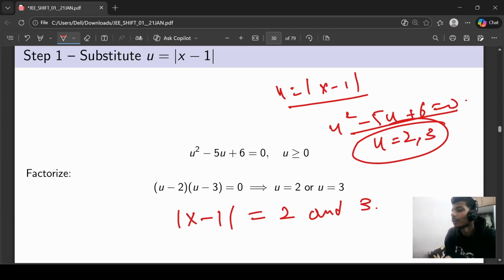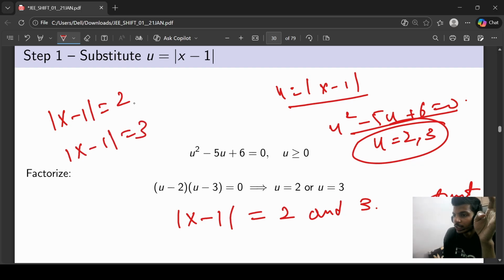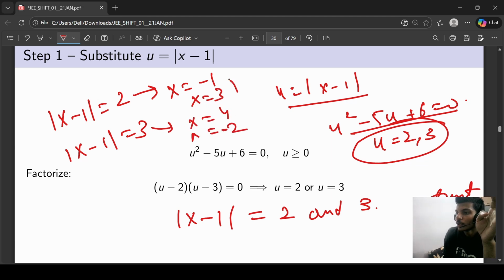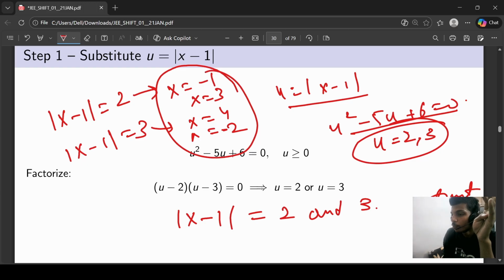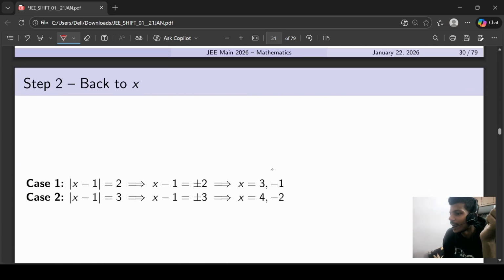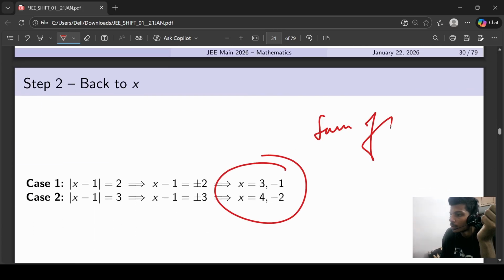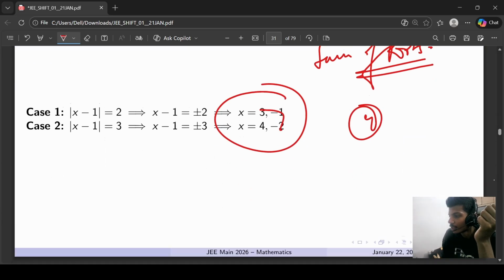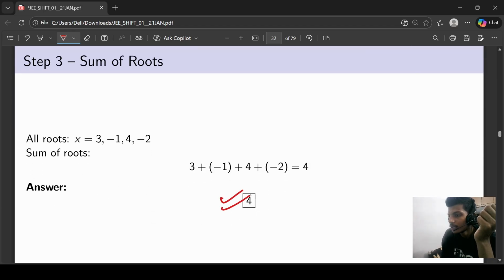How many possible values will I get from there? At most 4. First I put modulus of x minus 1 equal to 2, and second I put modulus of x minus 1 equal to 3. From there I get x equal to minus 1 and x equal to 3, and x equal to 4 and x equal to minus 2. These four values of x come after substituting back from u to modulus of x minus 1. Lastly I simply add them all, because we have to find the sum of roots. After adding, everything cancels out and I get 4 as the answer. Got it? So 4 is the answer for this question.